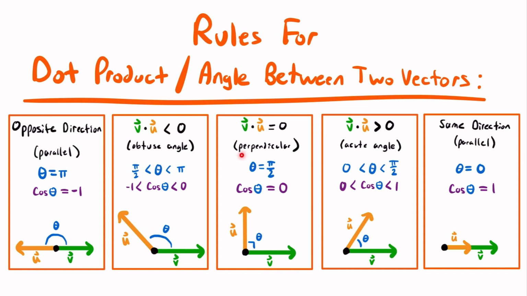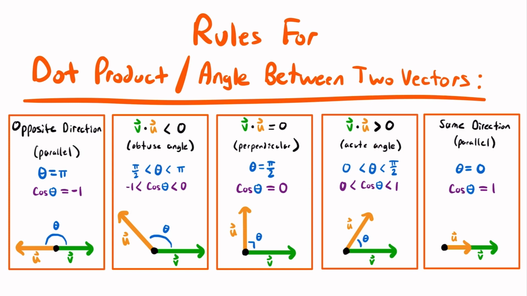All right, then next up we have what we just talked about with our vectors being perpendicular or orthogonal. When the dot product is equal to 0, we know for a fact that those two vectors are perpendicular. That's at the angle of pi divided by 2, where cosine theta is equal to 0. All right, so that's the definition of perpendicular vectors.